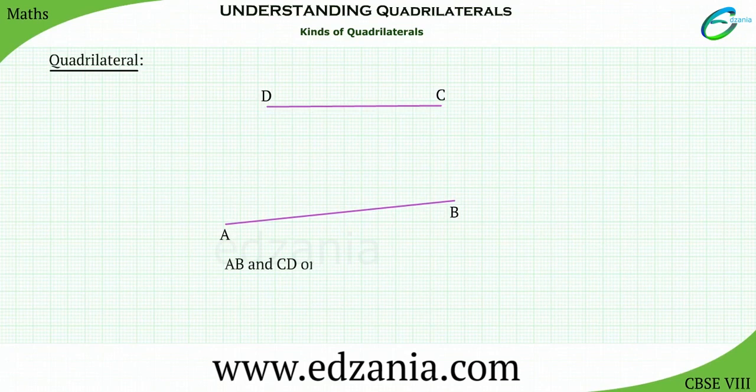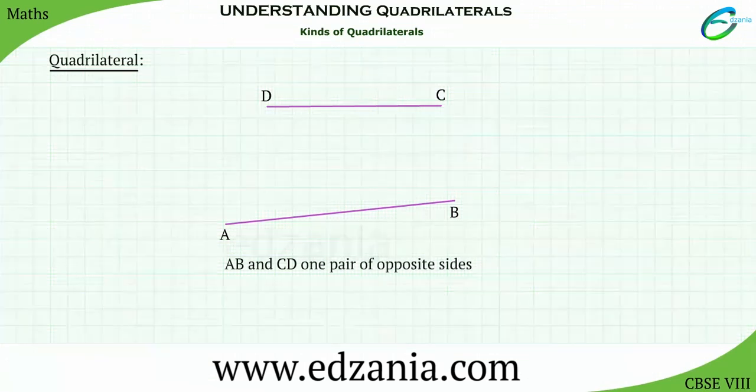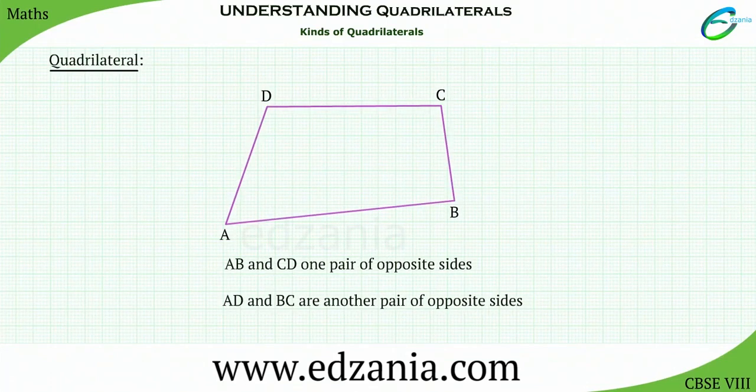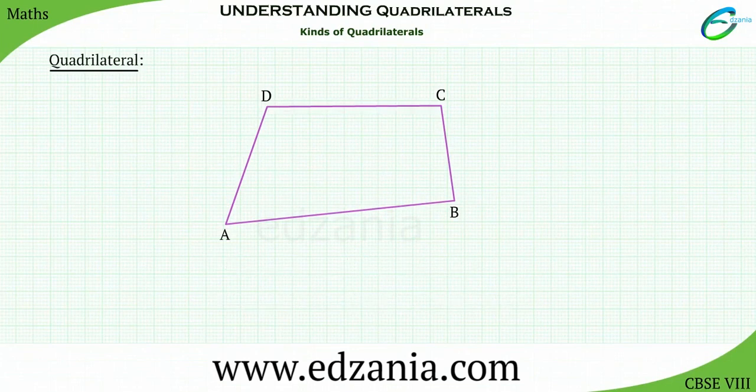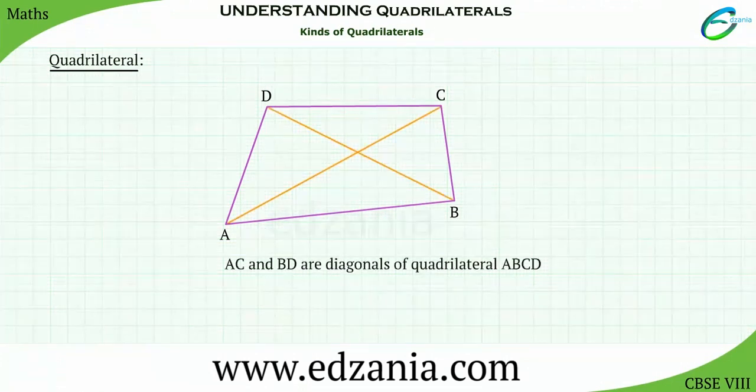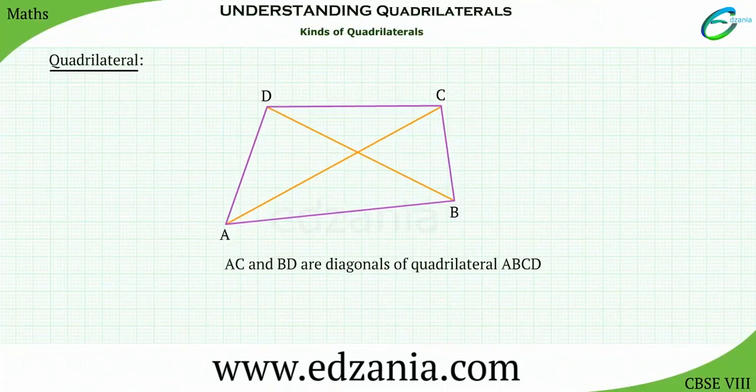AB and CD are one pair of opposite sides. AD and BC are the other pair of opposite sides. By joining two non-consecutive vertices, we get diagonals. So AC and BD are diagonals of quadrilateral ABCD.